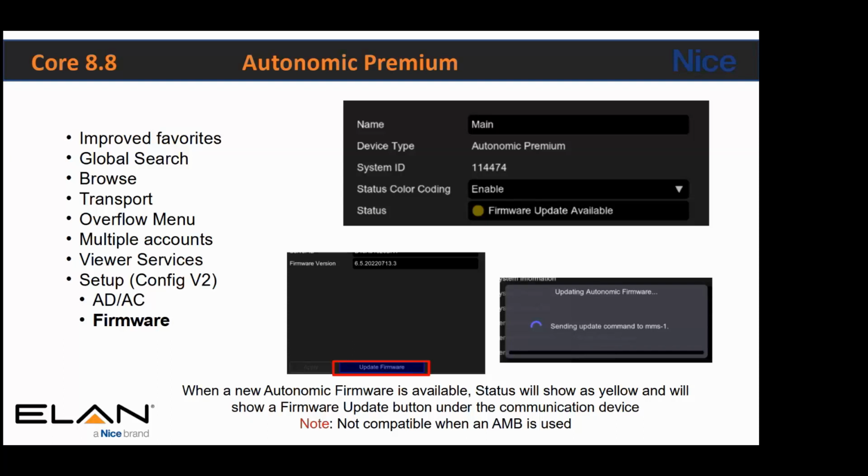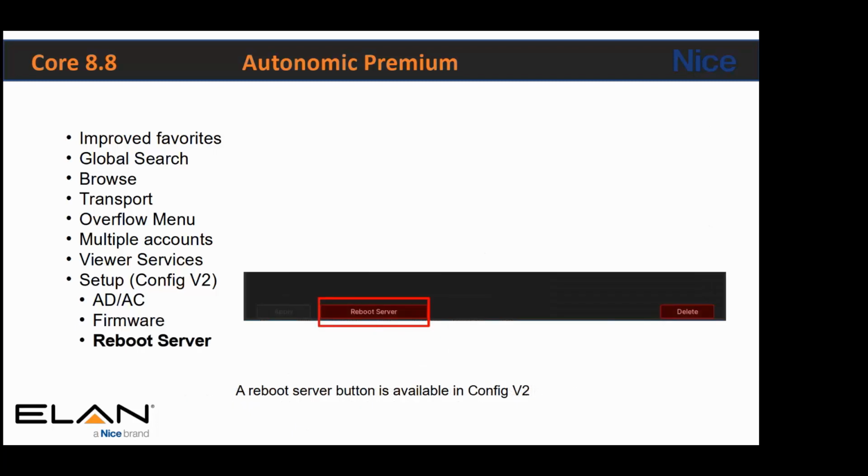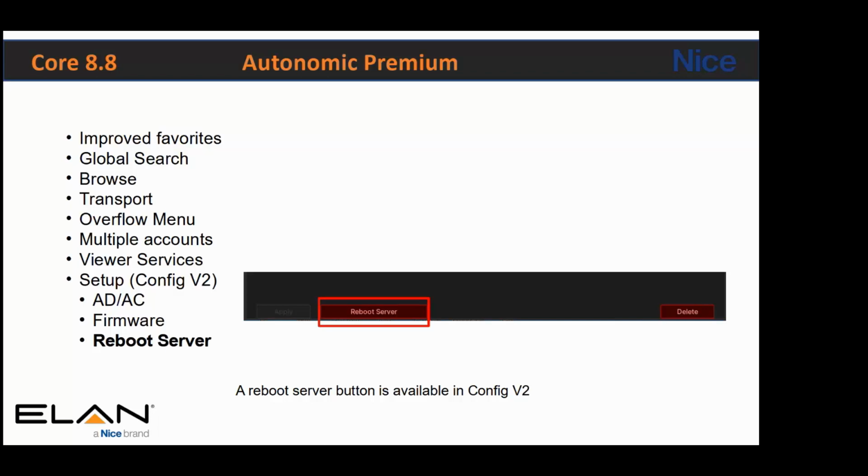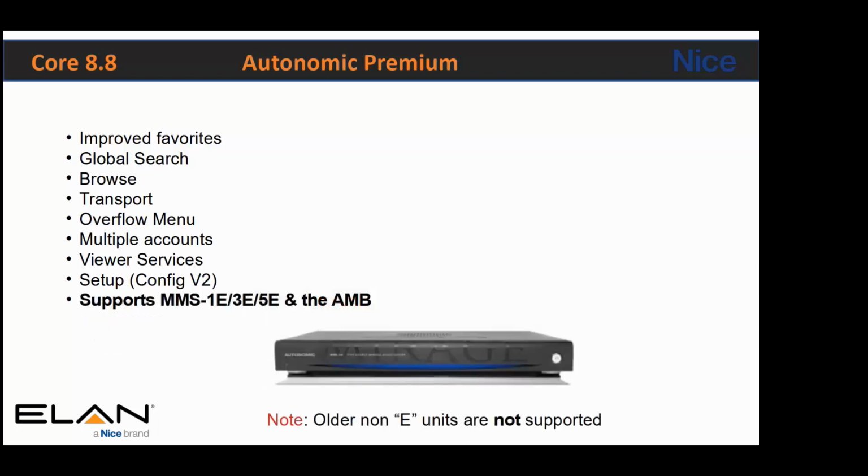Also, the firmware update. When there's a new firmware that comes out for an Autonomic box, we will show it, and then we will have a button there that says update the firmware, and then you go. So you can do that all from the configurator. We also added a button for reboot the server. Again, a lot of this stuff is only in config v2. So in order to get this, obviously you need 8.8, but you also need to use config v2, which means you need to use Management Cloud 1.5. So G-Tools will not let you do this.